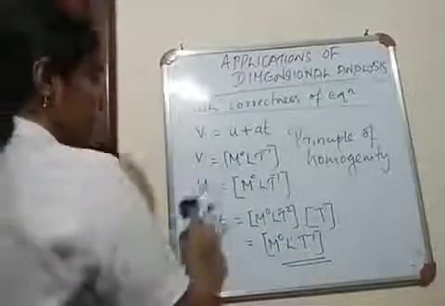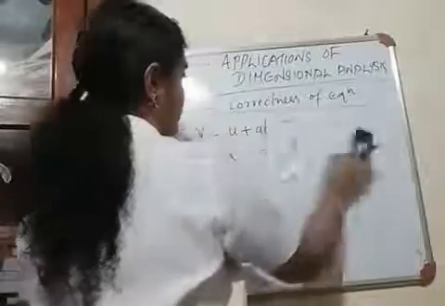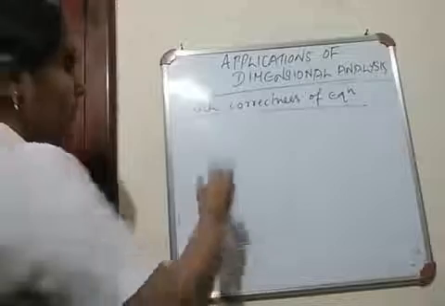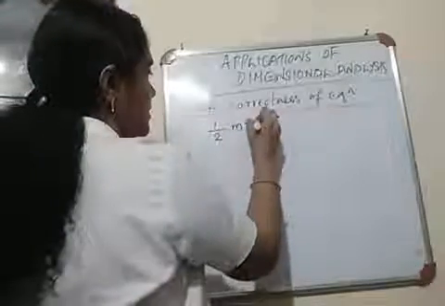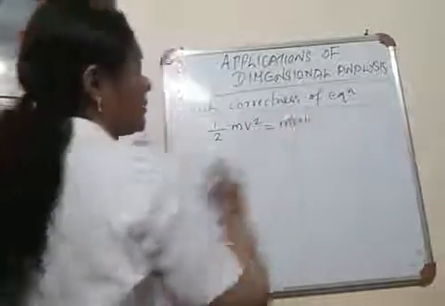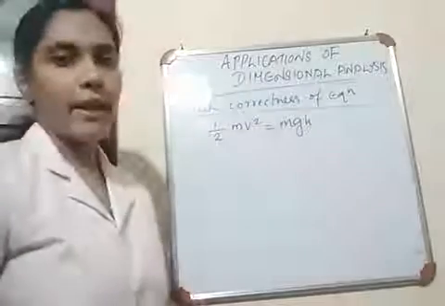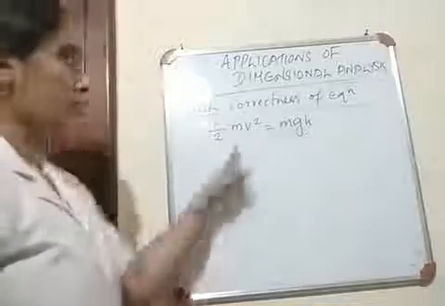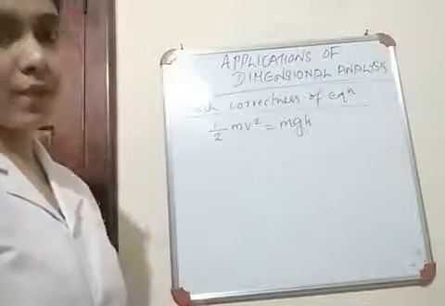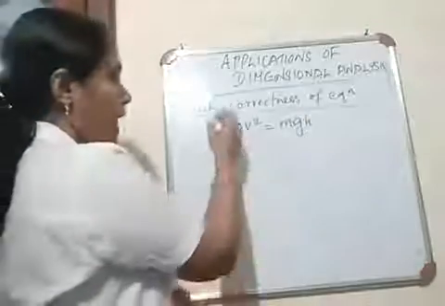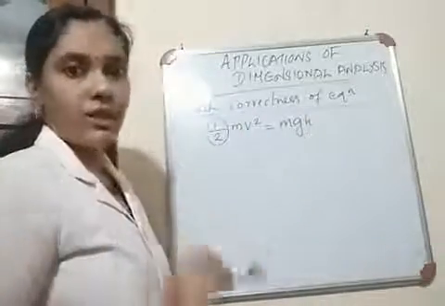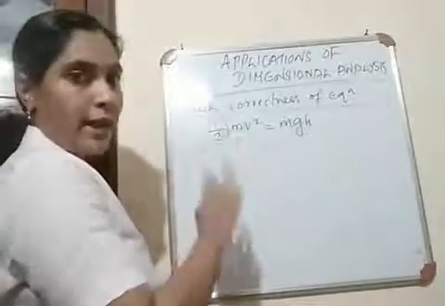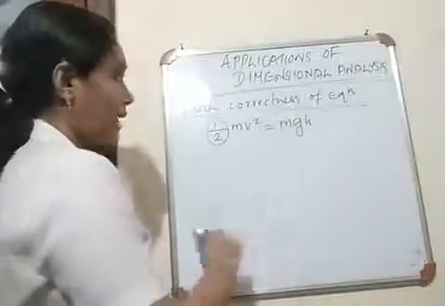Next we can take another example. Consider this equation, half m v square equal to m g h. Just check whether the equation is dimensionally correct or not. So how will you check? First you need to find out the dimensions of half m v square. Half is a constant. It is dimensionless. Constants don't have any dimension, so half is dimensionless. No need to consider that half.